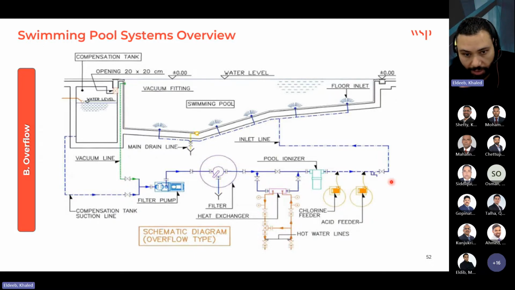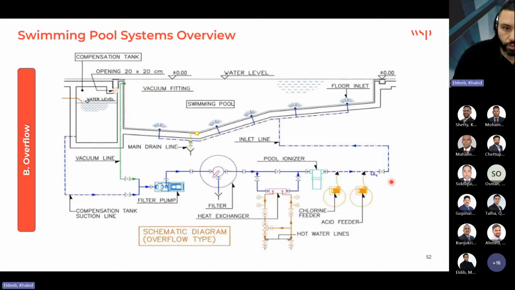So the acid feeder is a general term actually. It could be something like aluminum sulfate or something like that. There are many types of chemicals. Okay, they need to be provided in order to adjust the pH level.